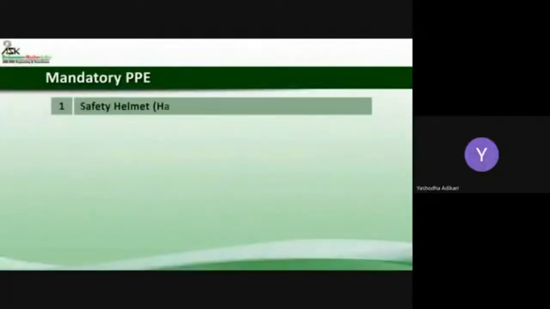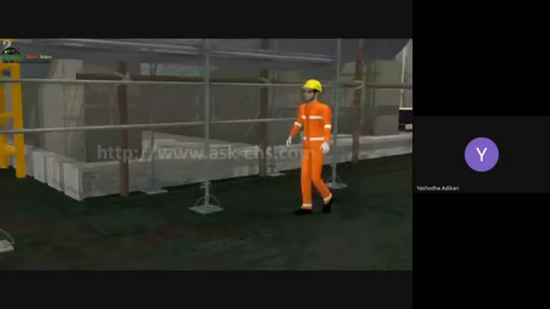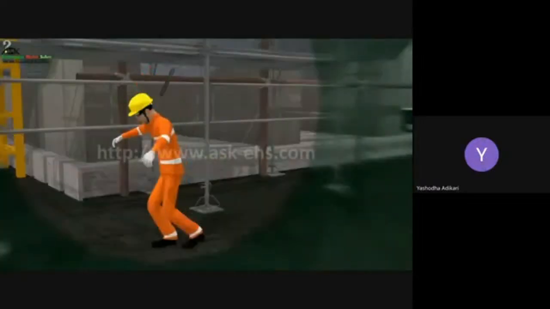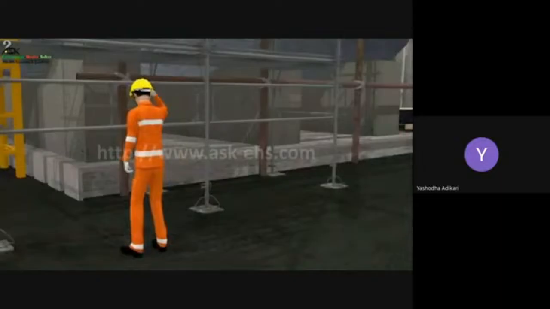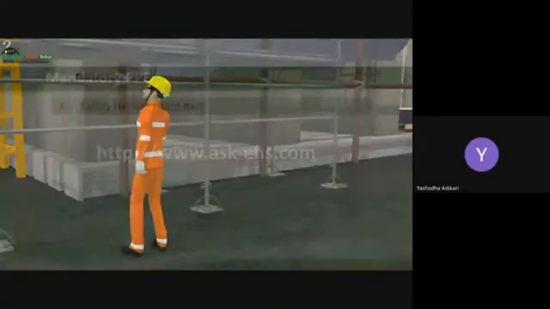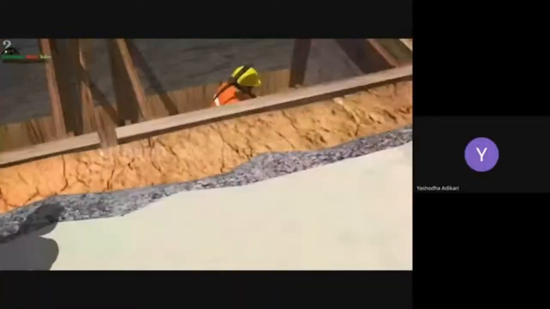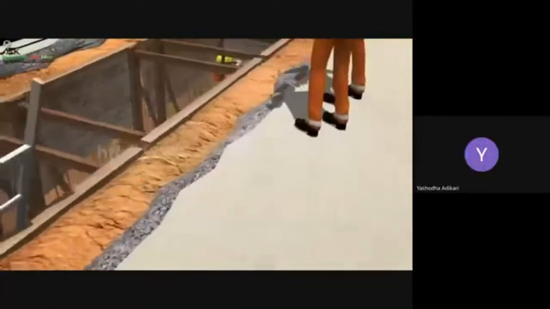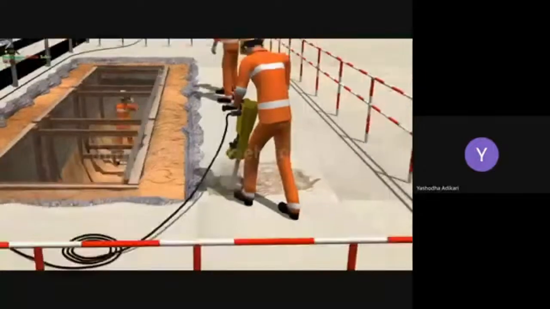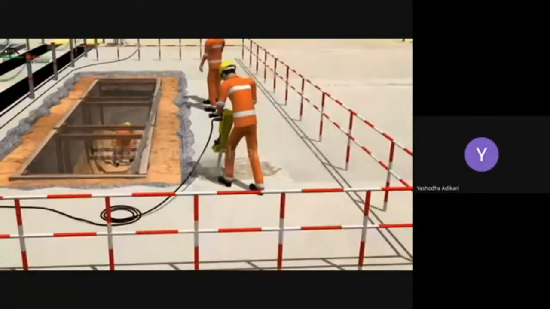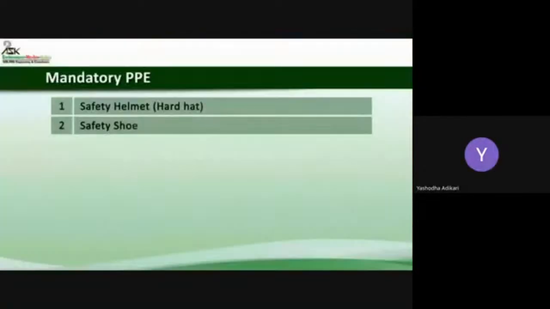Mandatory PPE, safety helmet, hard hat, to protect workers against impact and penetration of falling, flying, and stationary objects. Safety shoe. Workers performing tasks which potentially expose them to extreme foot injury hazards, such as operating a ground tamper or chipping concrete with a jackhammer, shall wear metal foot protectors.